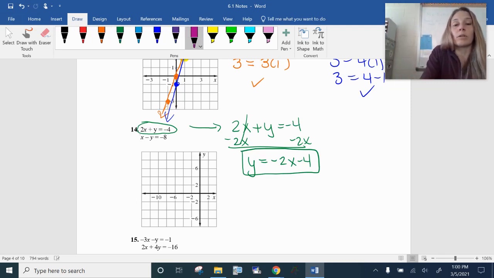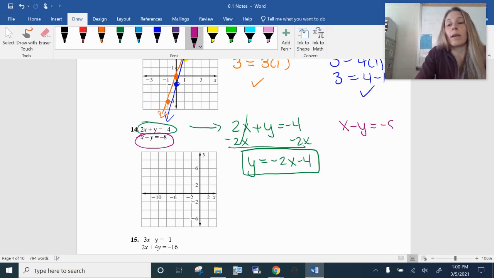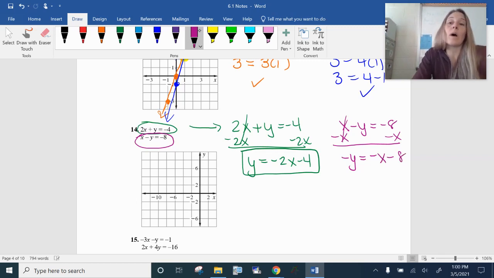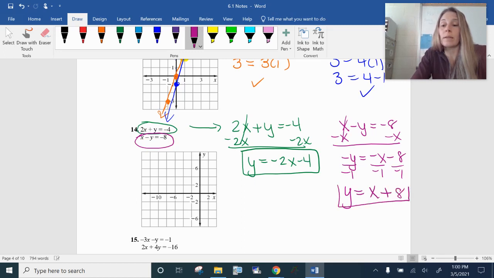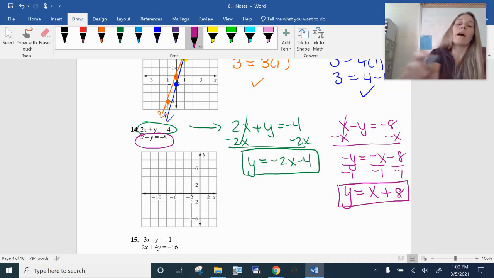Now the second equation, right here, x minus y equals negative 8. Again, moving the x over, using that inverse operation. Just be careful, there's still a negative in front of that y, which is really a negative 1. So now I have to divide everything by negative 1 to get the y completely alone. The negatives cancel out here, so I'm left with x, and the negatives cancel out there, so I'm left with a positive 8.